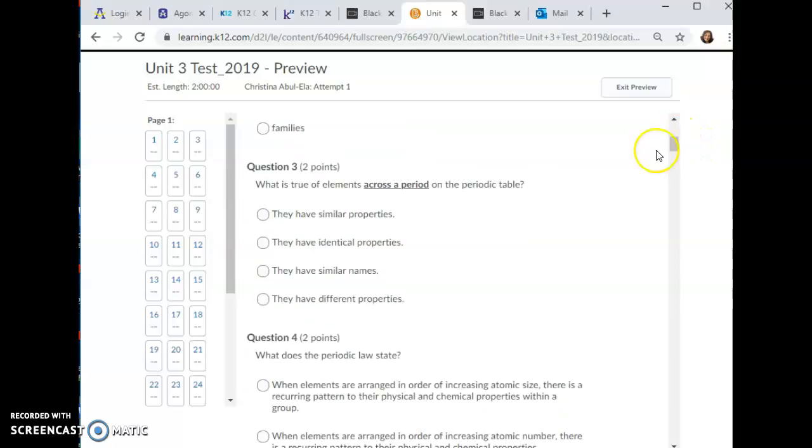Question 3. What is true of elements across a period on the periodic table? They have similar properties. They have identical properties. They have similar names. They have different properties.